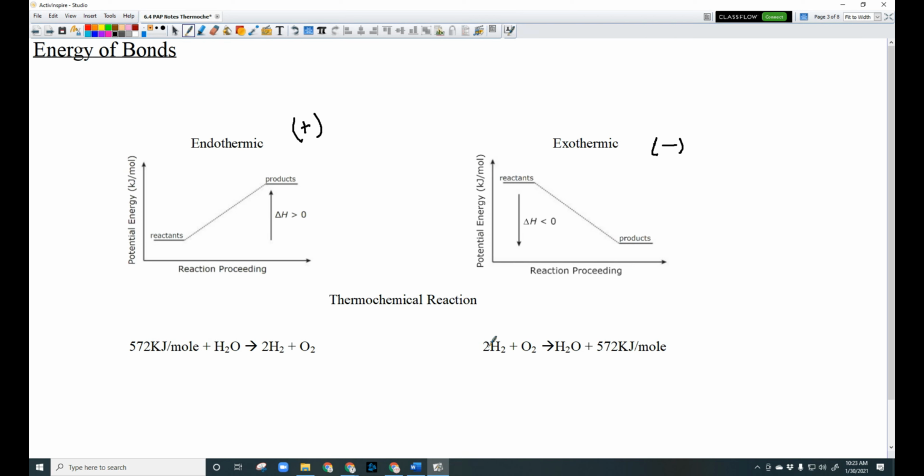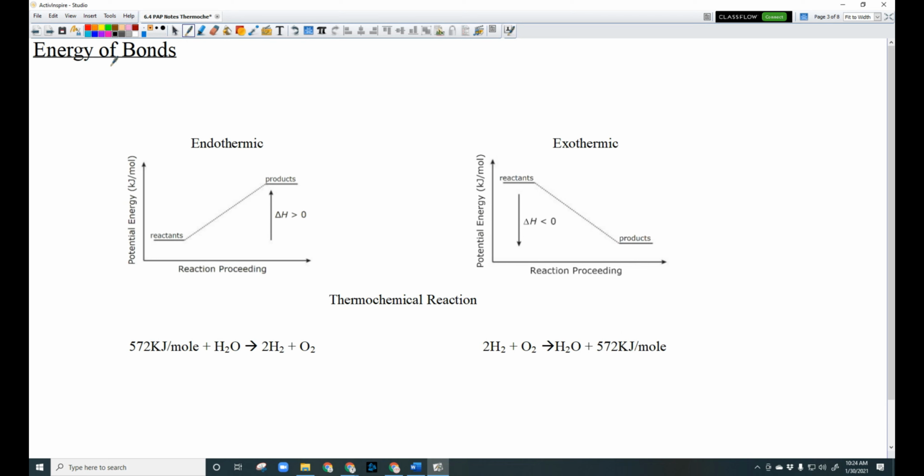And on the other hand, in the exothermic reaction, we have our reactants here on this side, and then heat here is a product. So this is releasing heat as a product of the reaction. So that heat will be on this side.